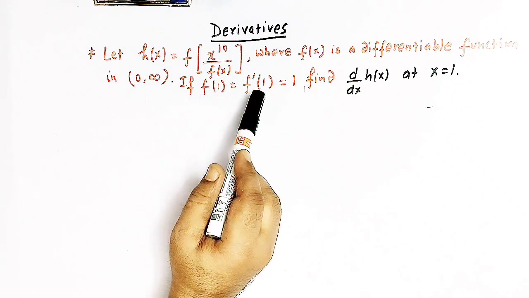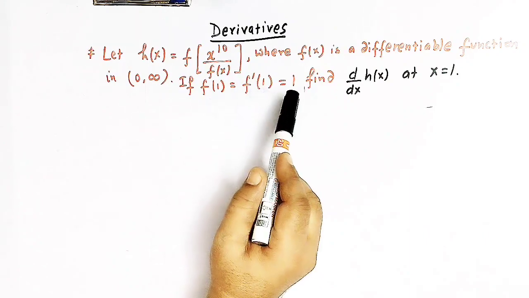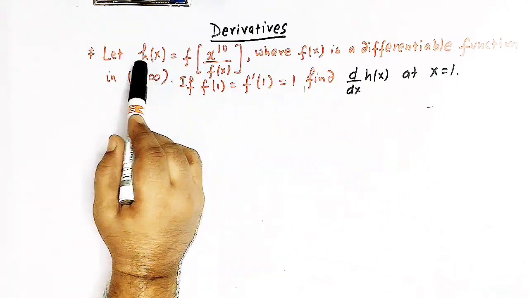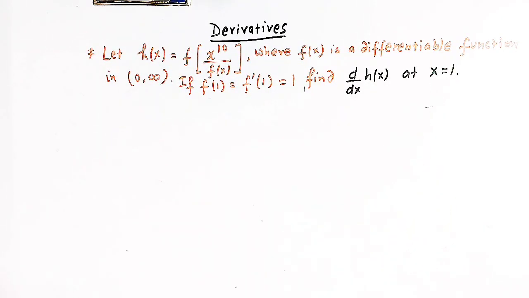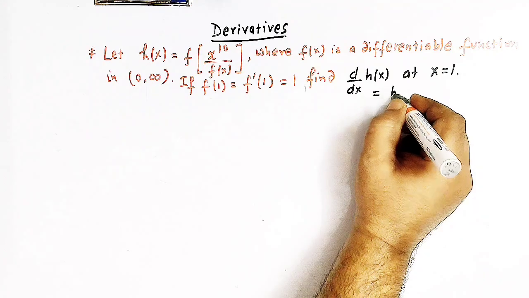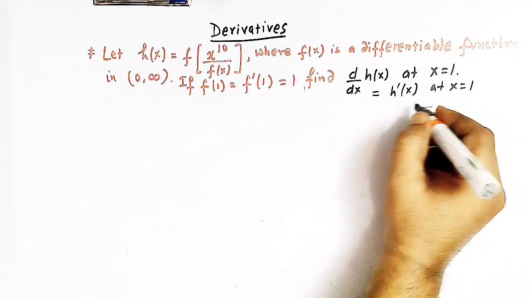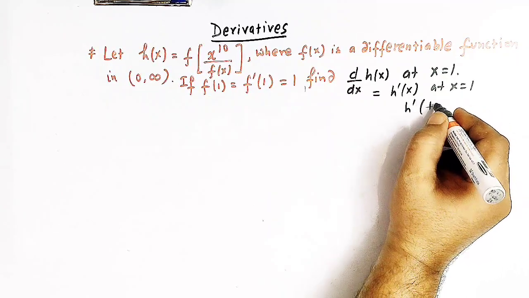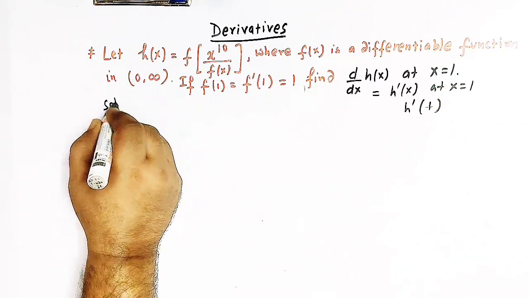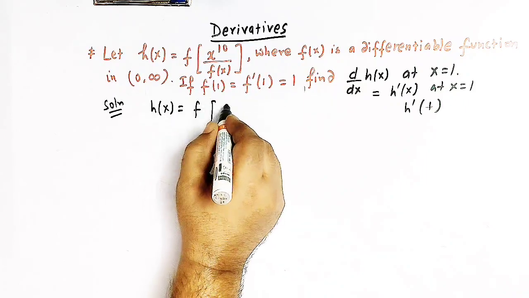And further we are given this condition: f of 1 is equal to f prime of 1 is equal to 1. Then we have to find the value of the derivative of h of x at x is equal to 1. So we have to find h prime of 1, right? So what we will do, we'll differentiate this function h of x with respect to x.